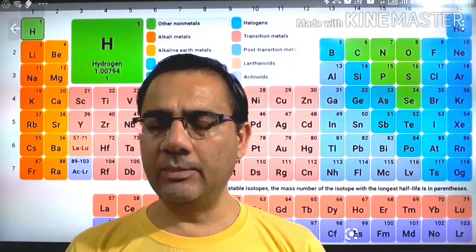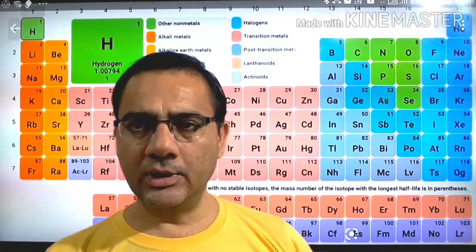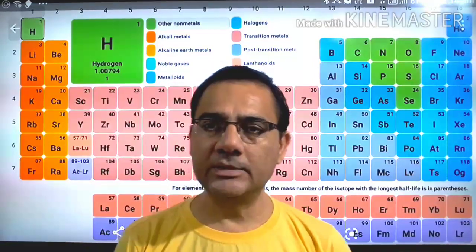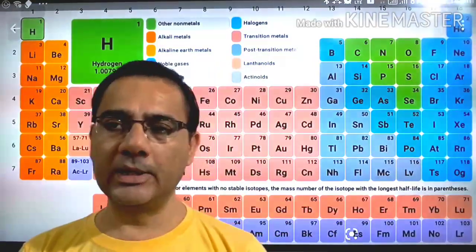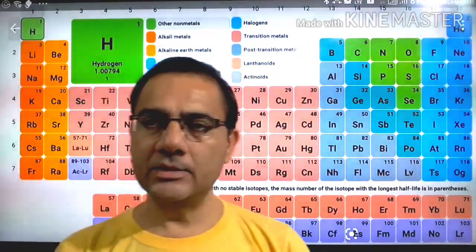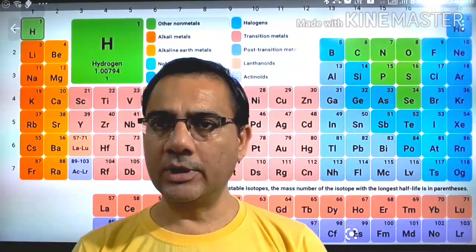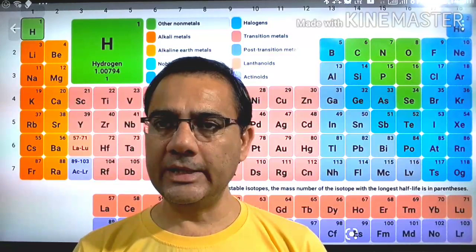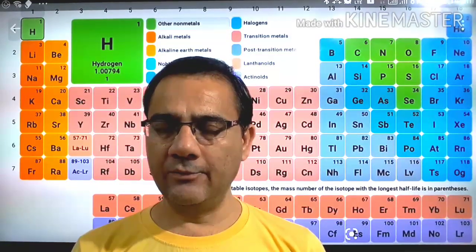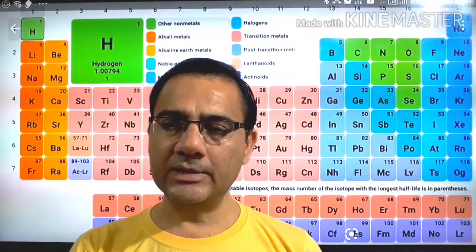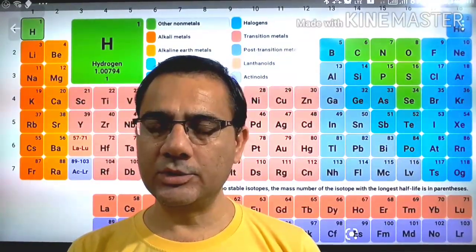In this periodic table, I already told you about the last group, group 18. These elements are called inert gases or noble gases. Why are they called inert gases or noble gases? Because these gases do not react at all with any of the elements. And why? Because they have a stable condition. And what is the stable condition? They have 8 valence electrons in the outermost shell.